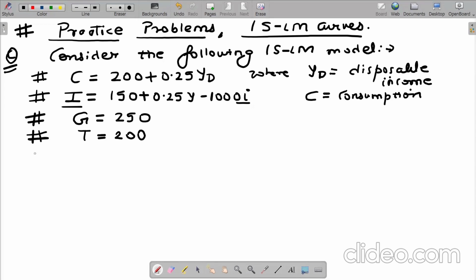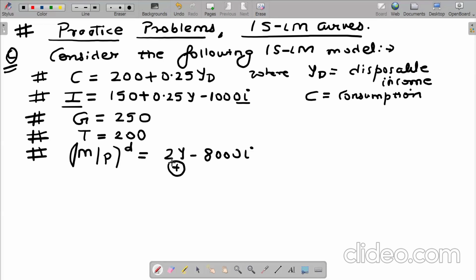And we are also given the demand for real money balances. M by P D denotes the demand for real money balances. This is 2Y minus 8000 i. You can clearly see that demand for real money balances is positively related to income because the higher the income, the higher the demand for money to buy goods and services. Demand for real money balances is negatively related to interest rates because the higher the interest rates, bonds would be more attractive, money would be less attractive. So demand for real money balances goes down when interest rates go up. And then we have the money supply M by P, which is equal to 16.